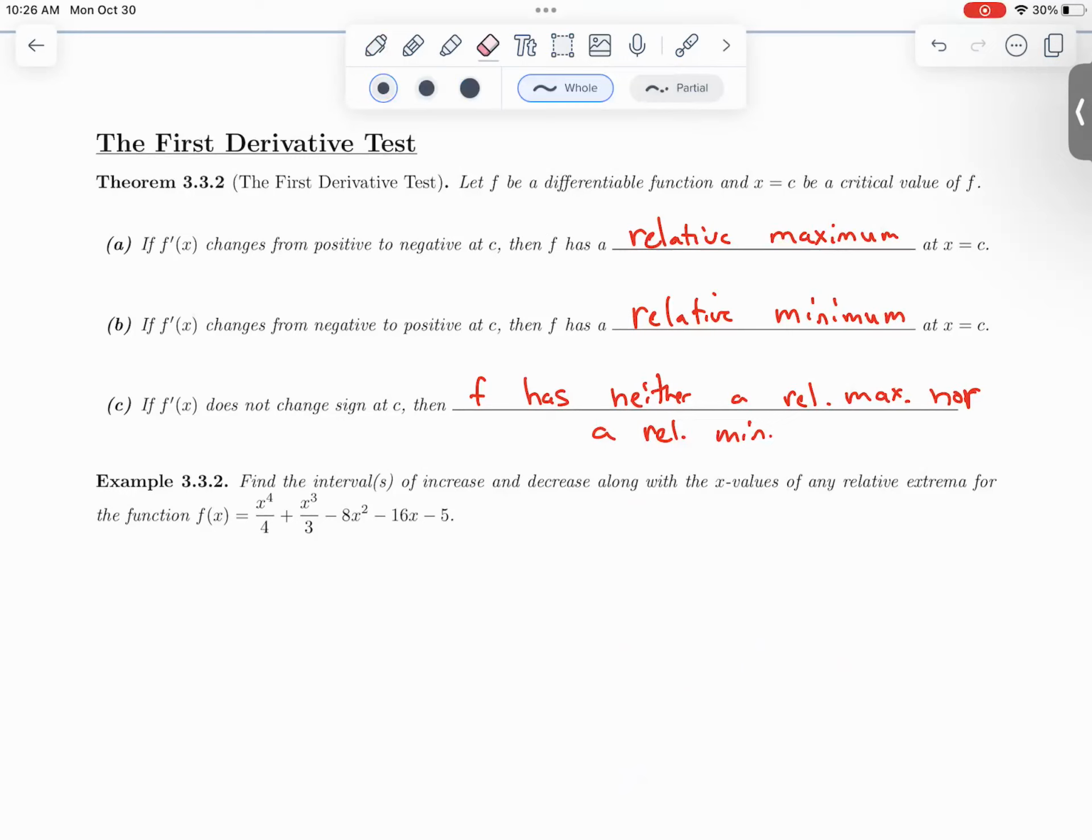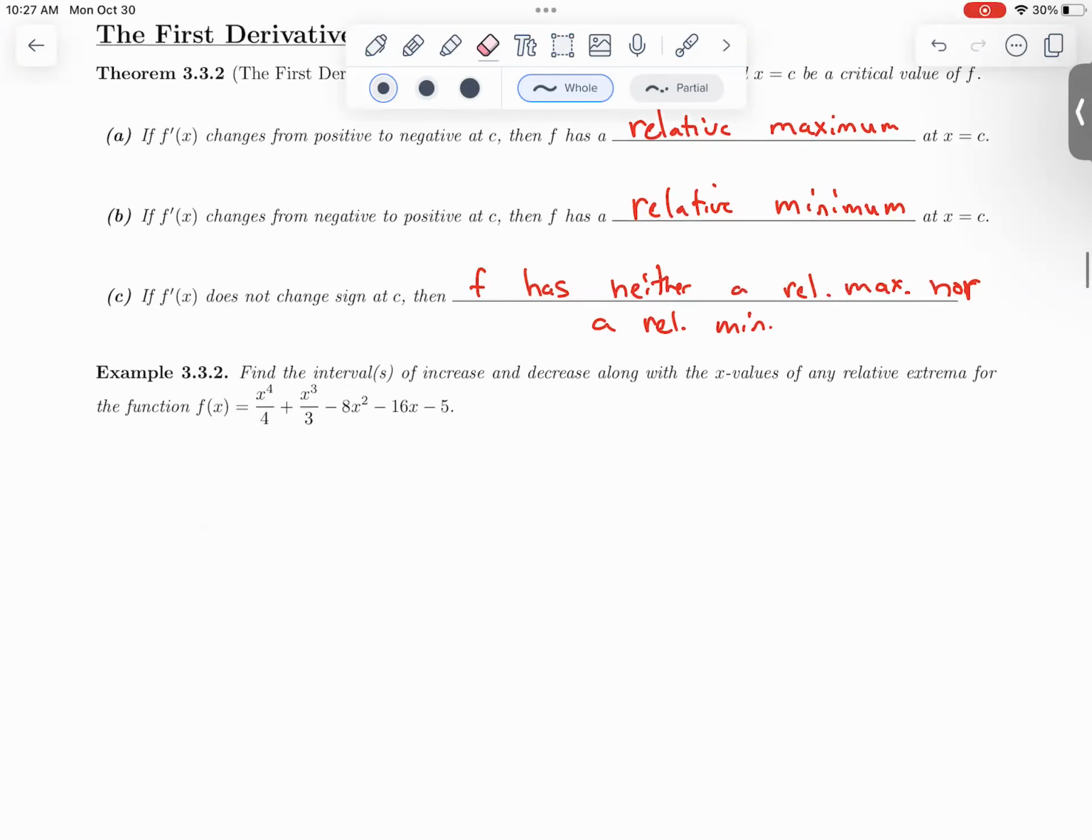But the first derivative test tells us a way to find them. So we're going to find the intervals of increase and decrease along with the x values for the relative extrema. We do that by first finding the derivative, finding the critical values, and they're all going to be critical values because this is a polynomial, which means it's defined everywhere, so any critical values would be places where the derivative equals 0.